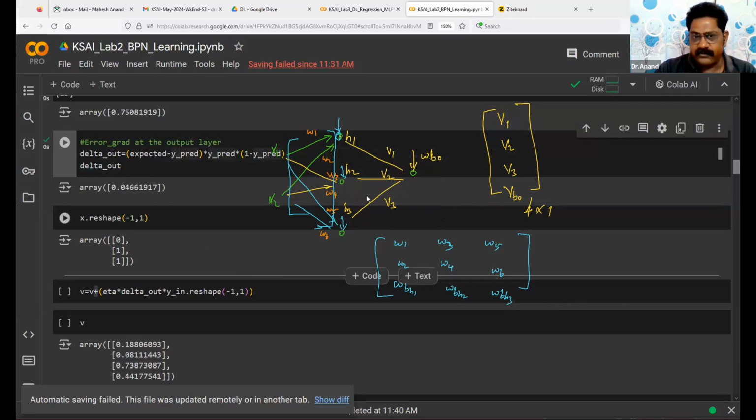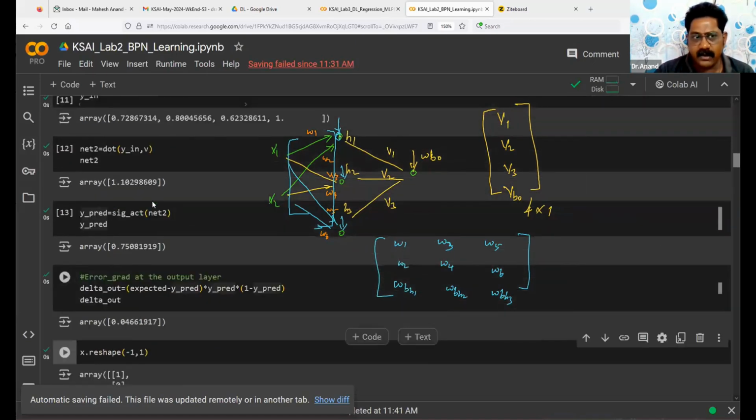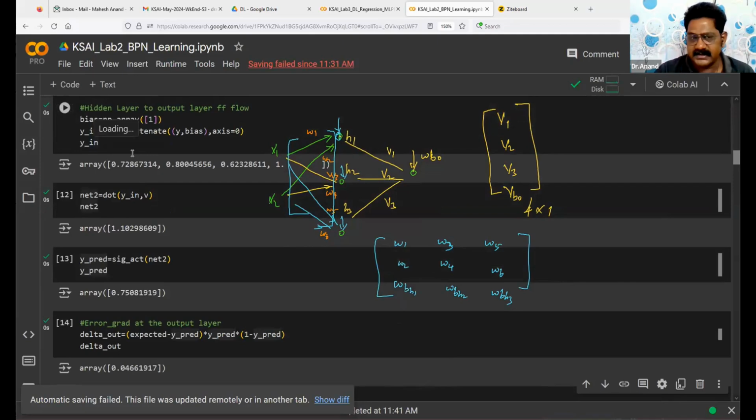Now it is very straightforward. You can directly update your V matrix. Let us see how to update the V matrix. Before we update, the V matrix we kept as a column vector, like a vertical column vector. But your input is arranged as a row vector. So I have to reshape it. Whenever you use this reshape function, minus 1, 1, it will convert a row vector into a column vector. But what is the input to V matrix? Output of the hidden. Output of the hidden we already kept as y in, isn't it?